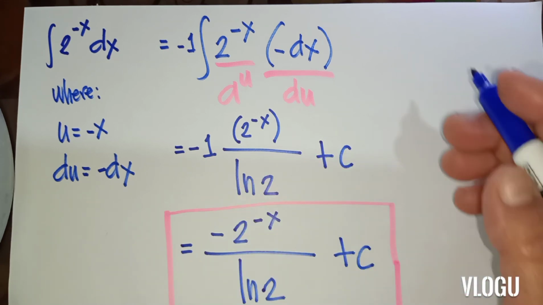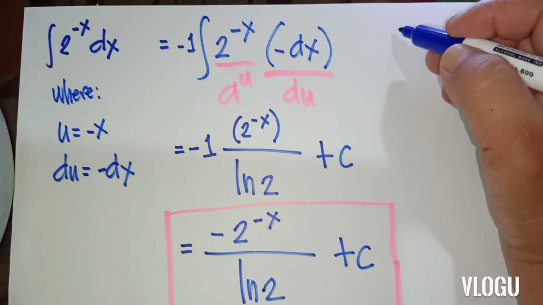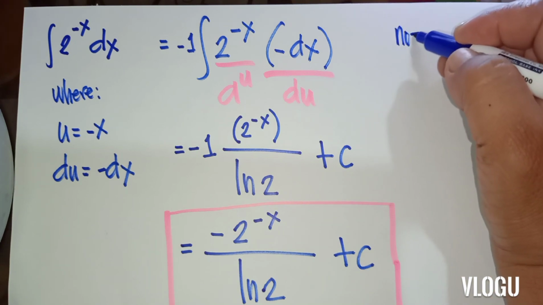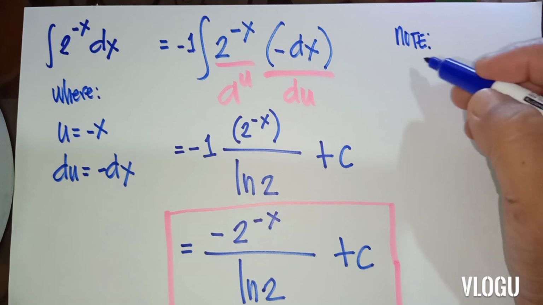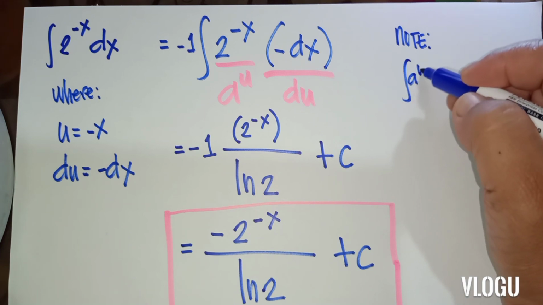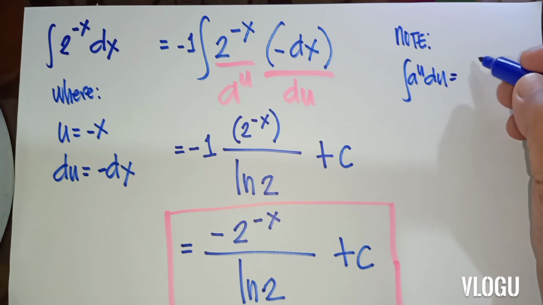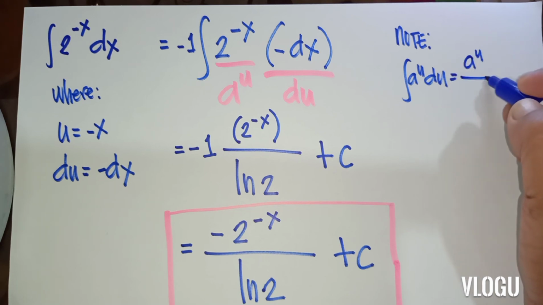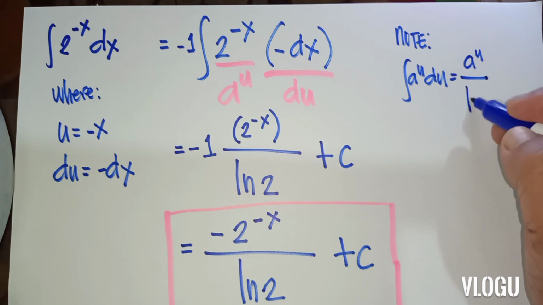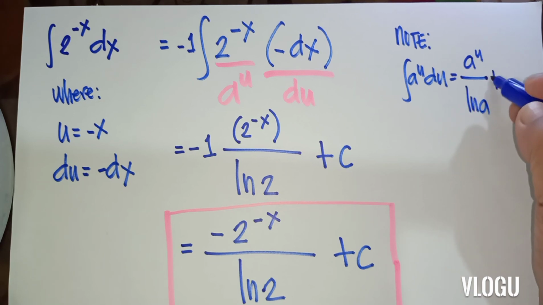So note here, the integral of a to the u du is equal to a to the u over ln of a plus c. That's it. Thank you.